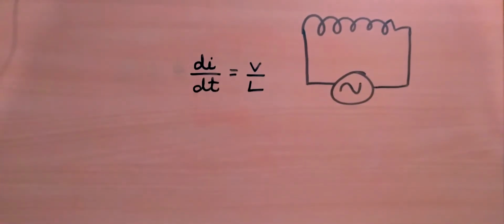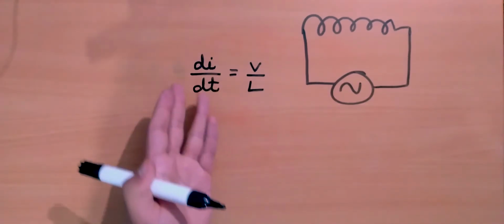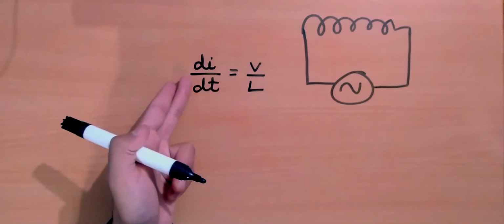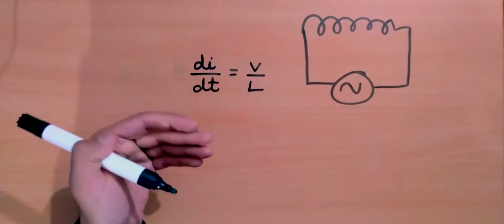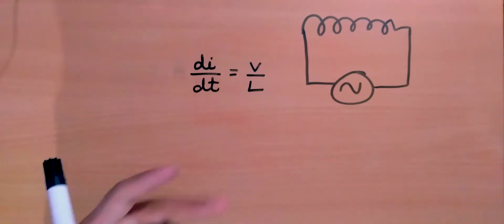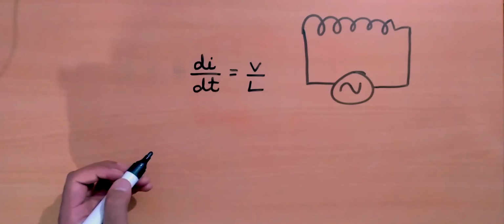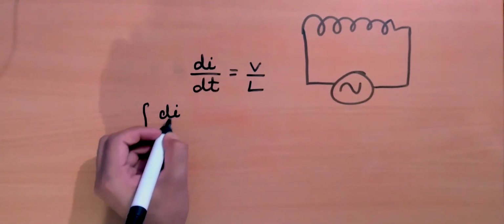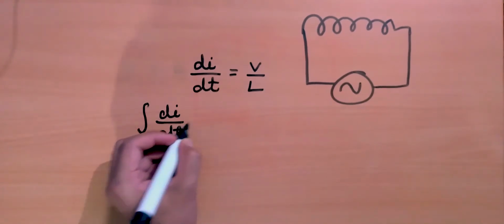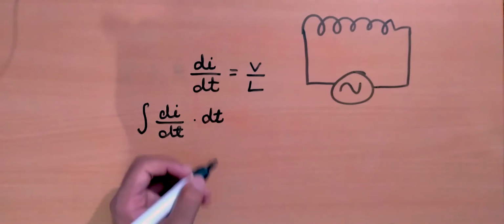Yes, and now to find the current in the whole circuit, what I need to do is integrate both sides, because here I have the rate of change of current. So to go from the rate of change of current to the actual current, I need to integrate both sides, right? So what I do is I say the integral of di by dt with respect to dt, right? I'm integrating with respect to time here.